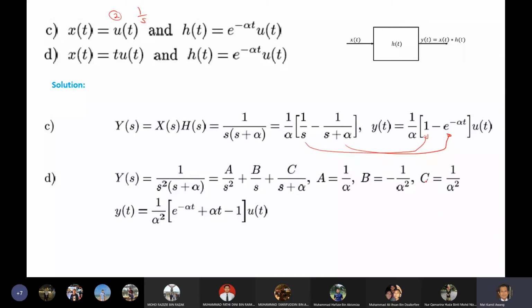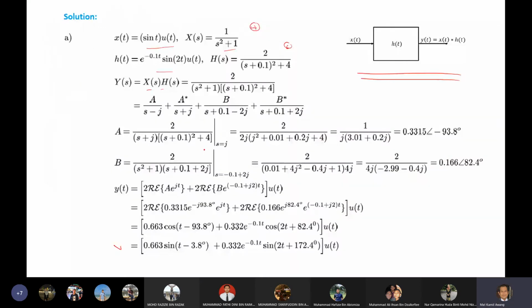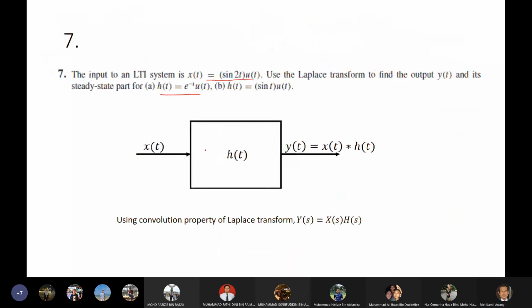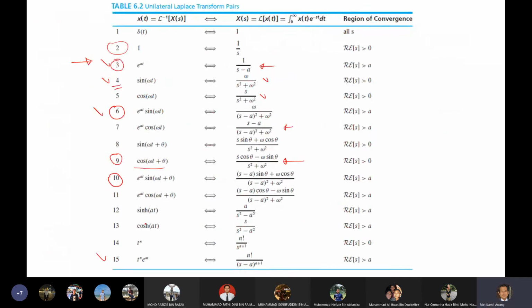So yes, you use the tables, right? For t u(t), this you go to the table. t u(t) is which one? This one, number 14, where n is equal to 1.